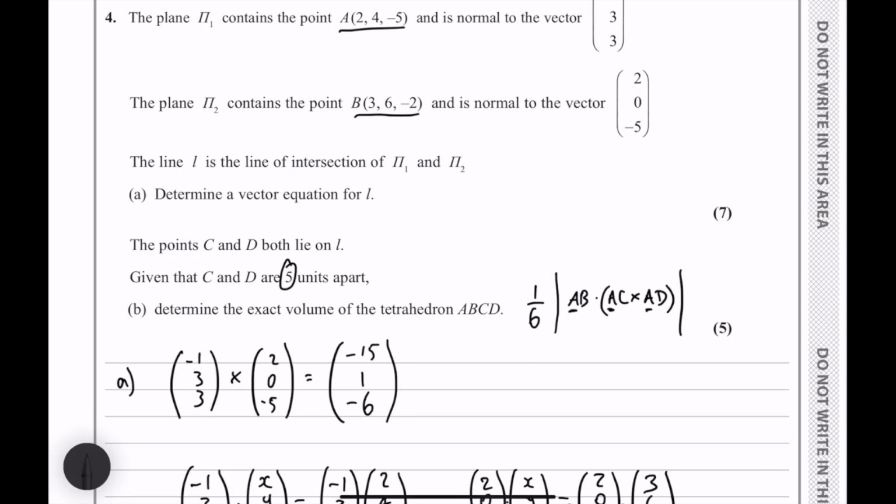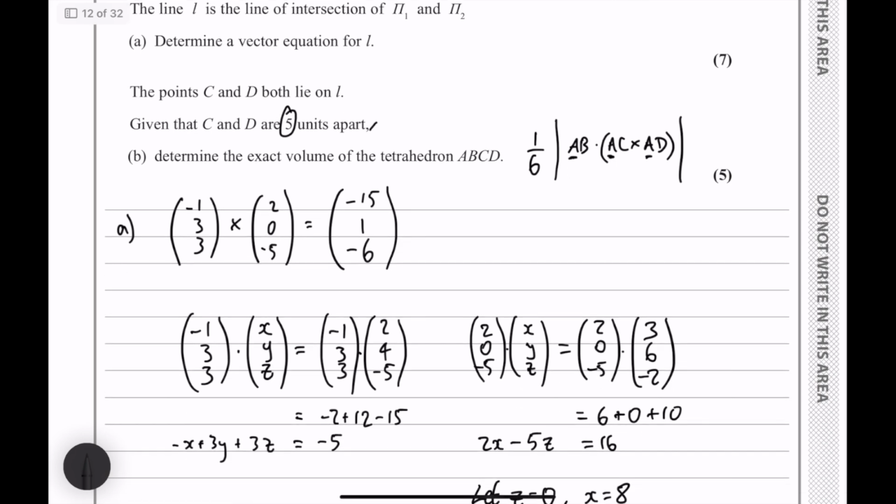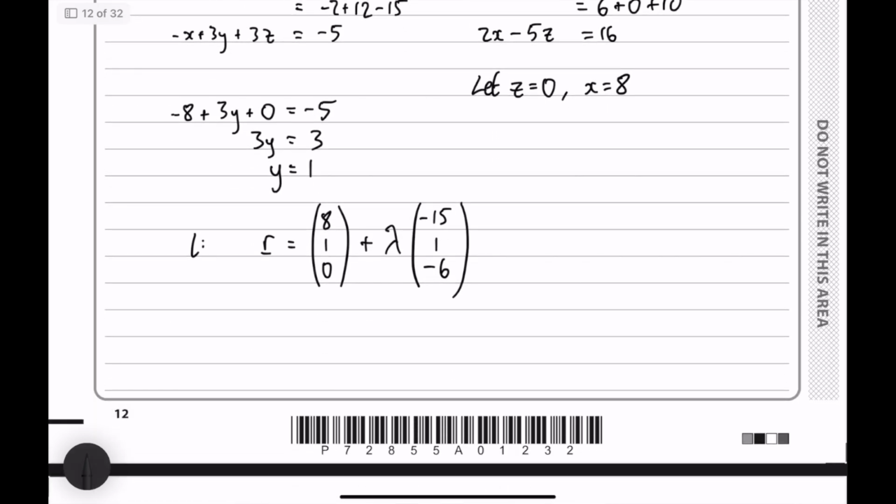Knowing that C and D are 5 units apart means that we can find relative points, I guess, so it doesn't really matter what we choose as C, so long as we can get D 5 units further down the line. To do that, let's make C 8, 1, 0, and then we just need to add enough lambda to get 5 units further down the line for D. To do that, we need to make sure we're using 5. How do we add 5?